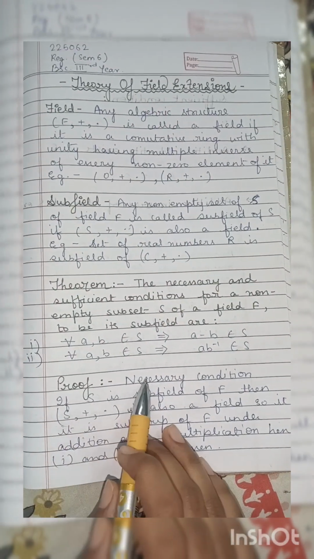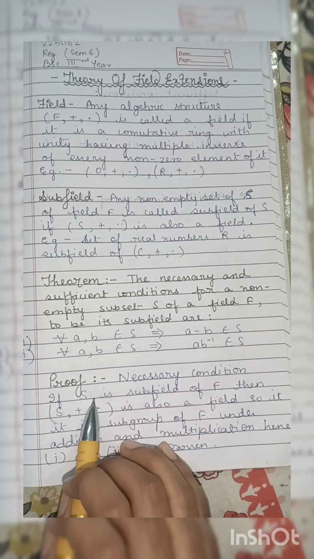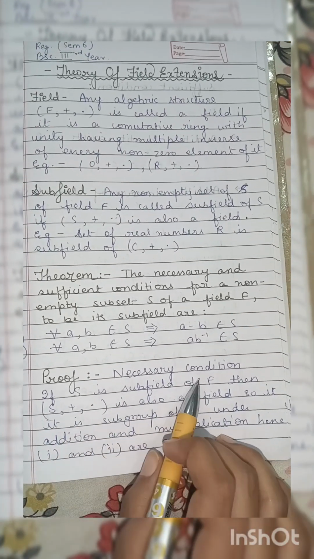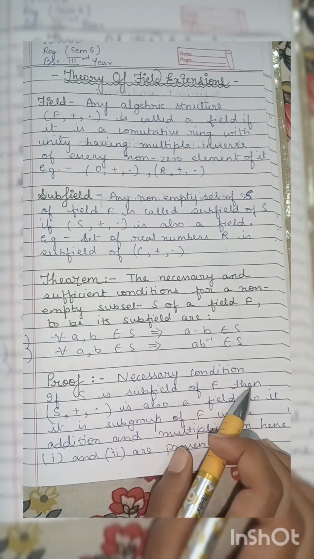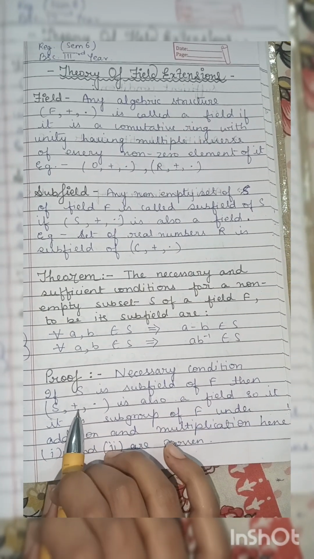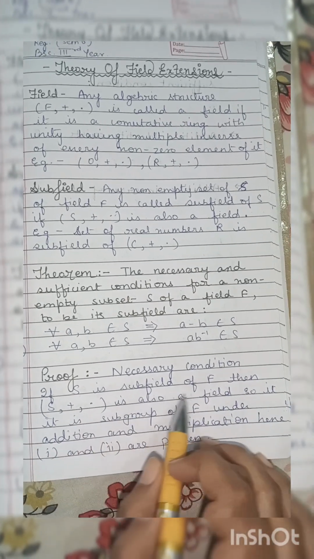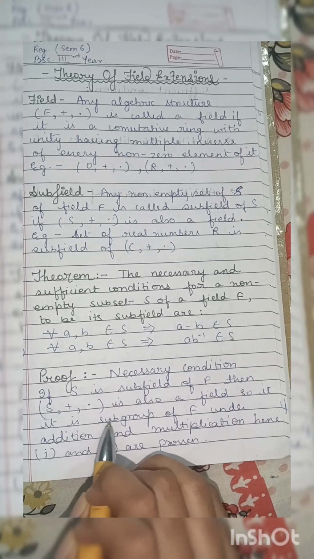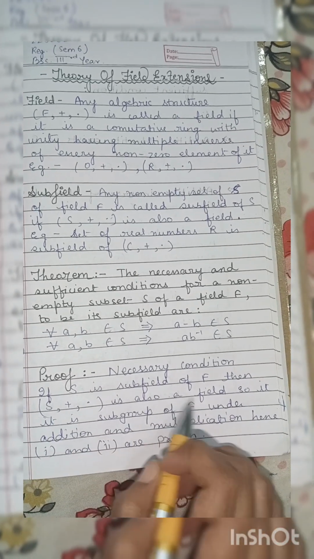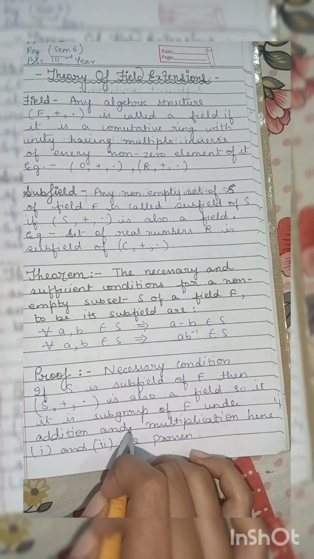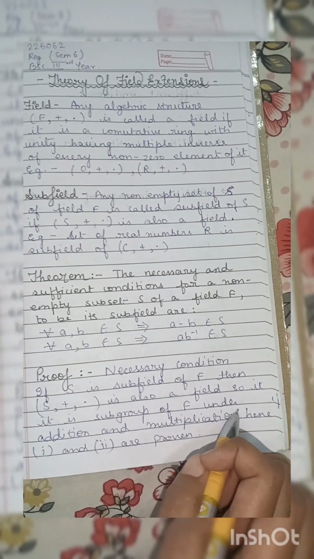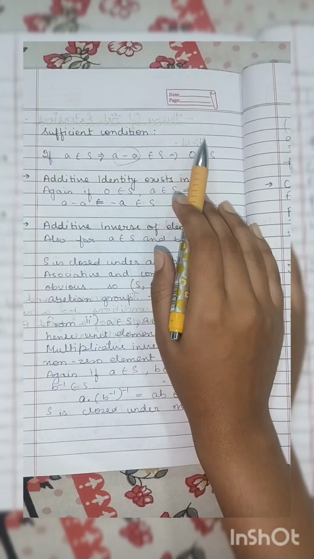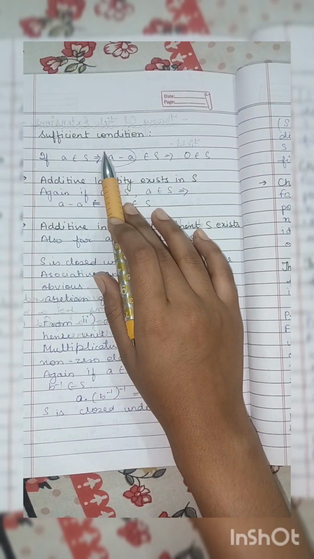Proof. Necessary condition: if S is a subfield of F, then (S, +, ·) is also a field. So it is a subgroup of F under addition and multiplication. Hence 1 and 2 are proven. Now we will look at the sufficient conditions.